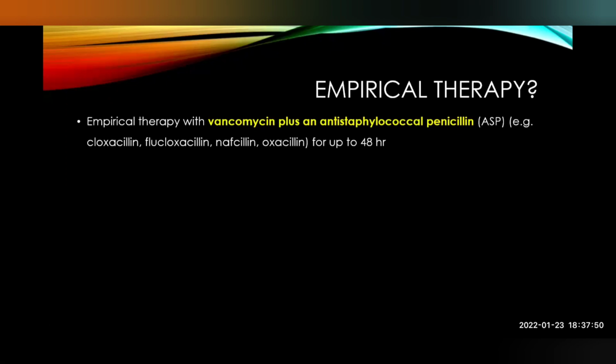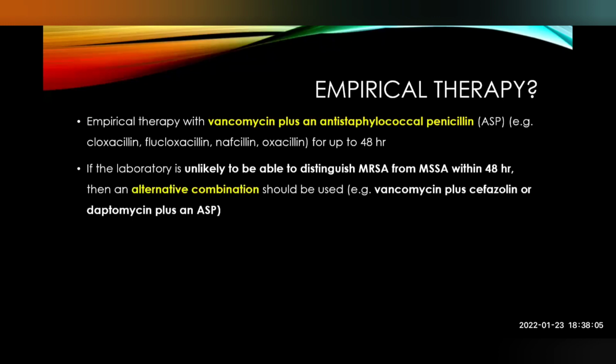So empirical therapy. Empirically, it is suggested that you start with vancomycin with an anti-staphylococcal penicillin. That could be cloxacillin, flucloxacillin, nafcillin, oxacillin, etc. And this treatment you can give up to 48 hours. If the laboratory can't differentiate between MRSA and MSSA within 48 hours, you need to choose an alternative combination. It could be vancomycin plus a first generation cephalosporin like cefazolin, or daptomycin plus an anti-staphylococcal penicillin.